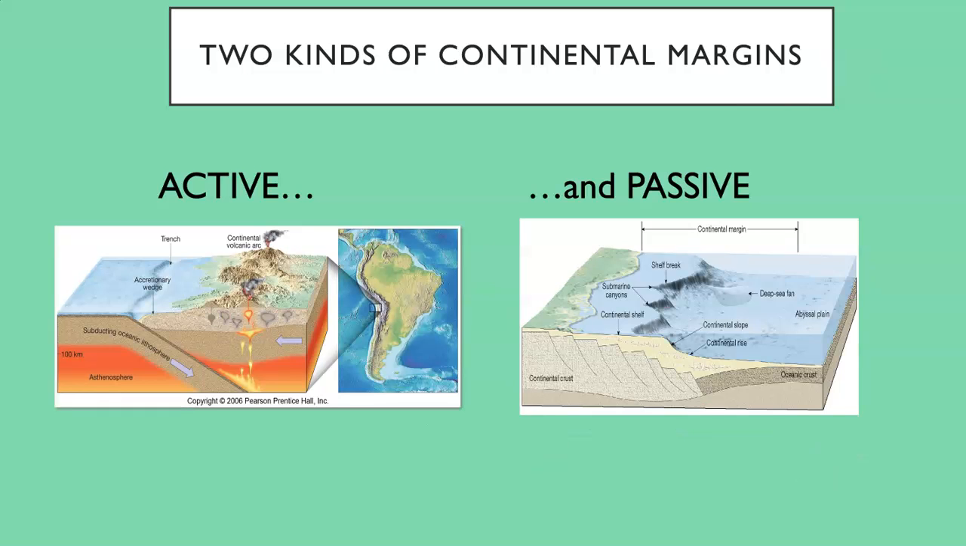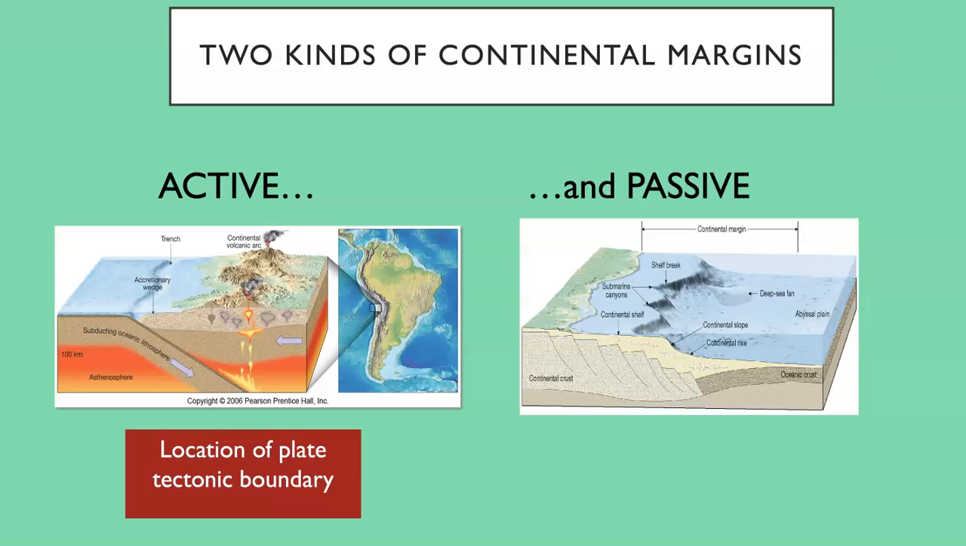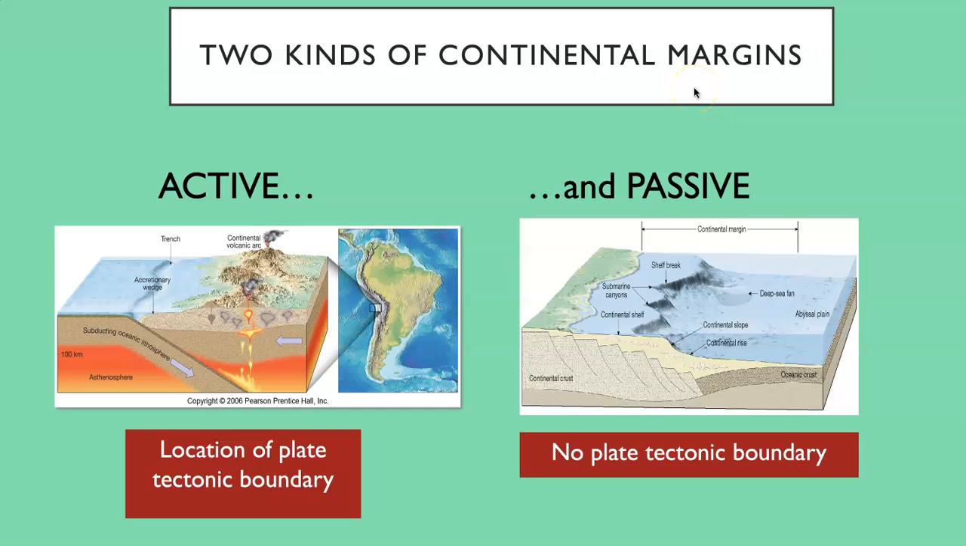Okay, active margins are the edges of continents where there's some sort of plate tectonic boundary. And a plate tectonic boundary is where two plates are interacting, and in this case, they're usually coming together. A passive margin is like the one I was showing you off the east coast of North America, and there's no plate tectonic boundary involved. So when the narrator mentions plate tectonic boundaries, that's what she's talking about.